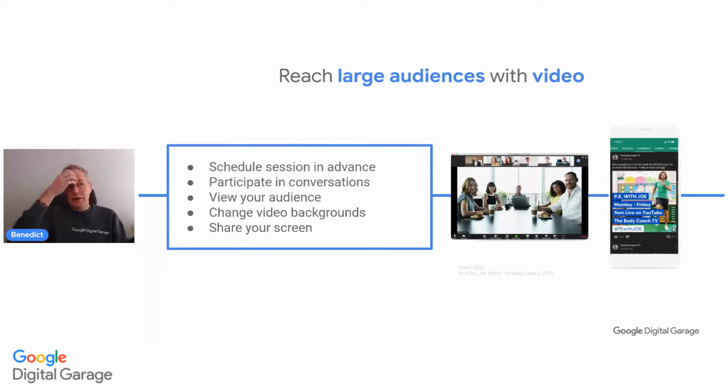Okay, now reaching large audiences with video. Of course, some platforms offer video conferencing features. Live streaming with video can optimize your audience engagement. You can have your audience participate in conversations. It can slow down the talk a little bit, but if it's very necessary, that can help a lot.